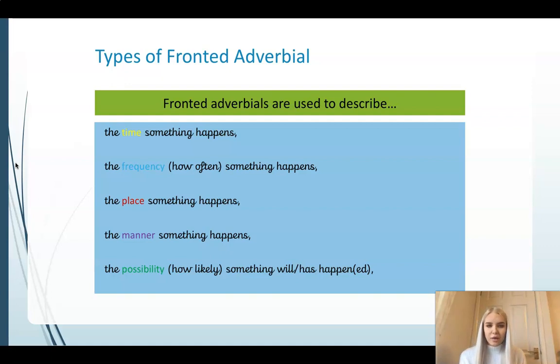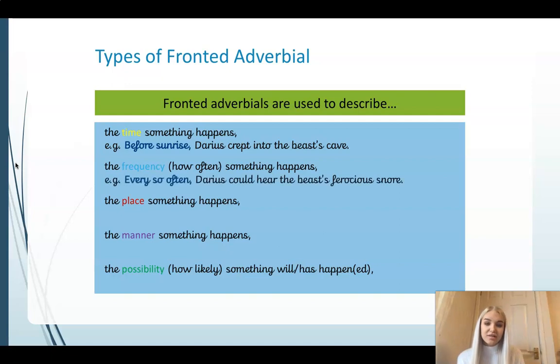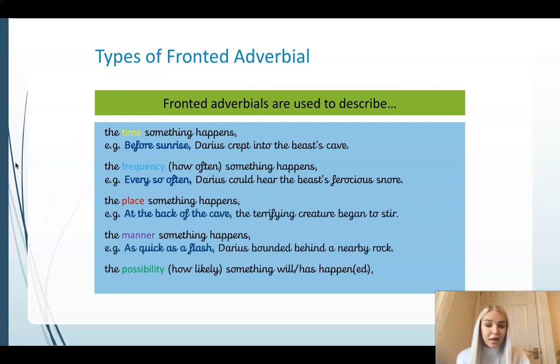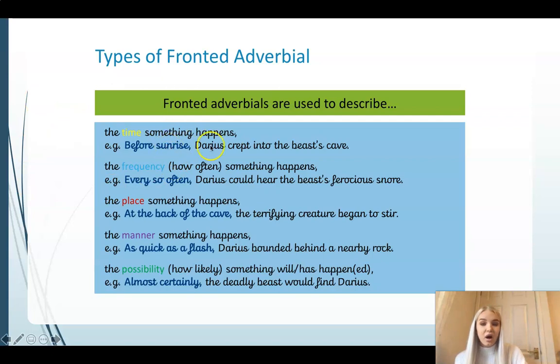We could have fronted adverbials to describe the time that something happens, such as before sunrise. The frequency, so how often something happens, such as every so often. The place that something happens, such as at the back of the cave. The manner, so how it happens, as quick as a flash, but also the possibility, how likely something will happen, such as almost certainly. Now you can see that at the start of every sentence is where our fronted adverbial is, because they are at the start of a sentence.